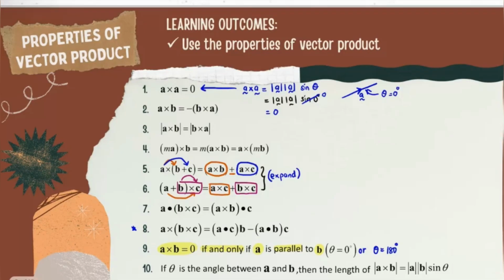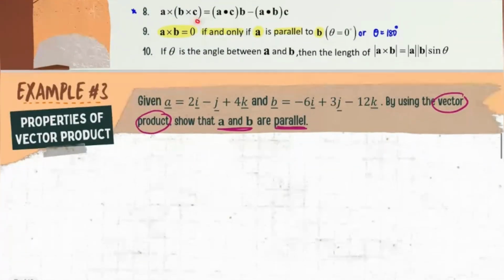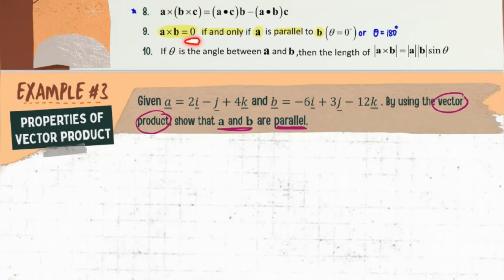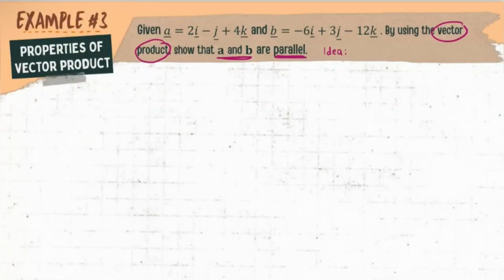Seterusnya kita tengok example. Okay, given that A and B are two vectors, okay, by using vector product. So dia mention dekat soalan using vector product. So dia suruh kamu gunakan cross. Show that A and B are parallel. So ini kita akan gunakan rules number 9 ni lah. Aim kita apa? Kita kena dapatkan dia sama dengan kosong. Okay, so here the idea is kita kena show bahawa A cross B will be equals to 0.